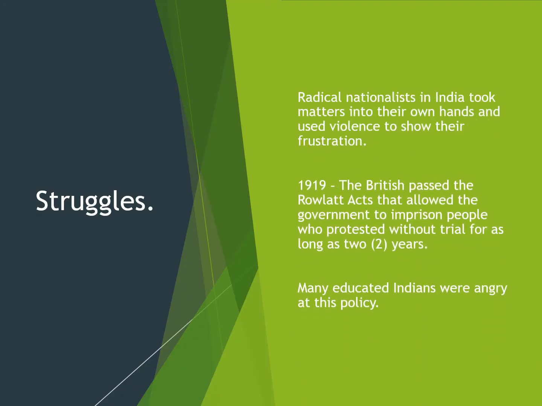So, struggles. Radical nationalists in India took matters into their own hands, and they began to use violence to show their frustration. In 1919, the British passed the Rowlatt Acts that allowed the government to imprison people who protested, and they could be held without trial for as long as 2 years. And of course, many educated Indians were angry at this policy.